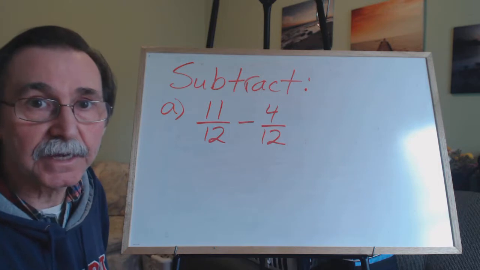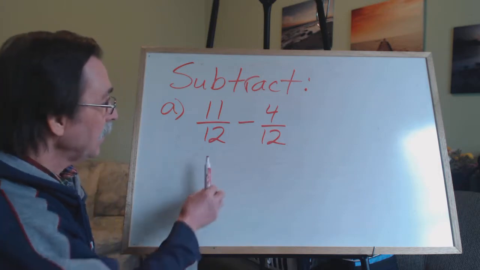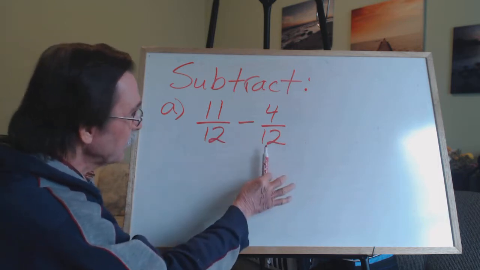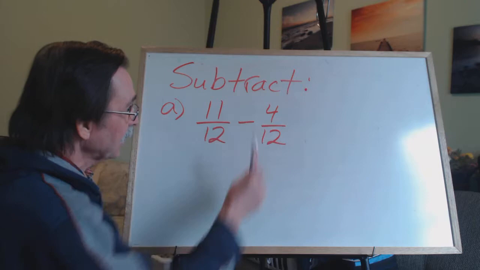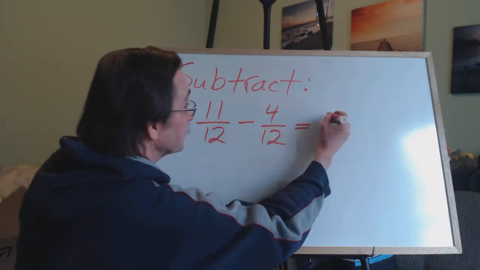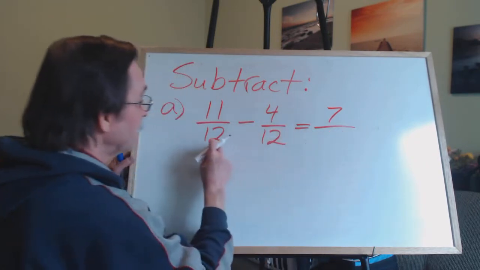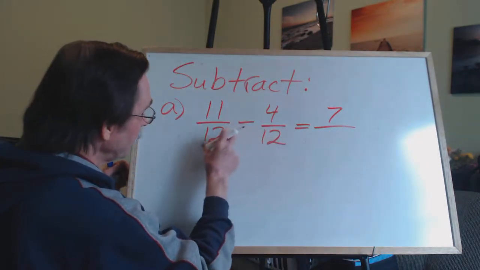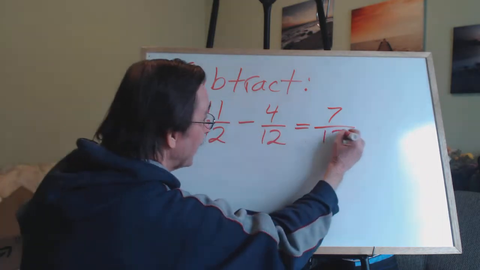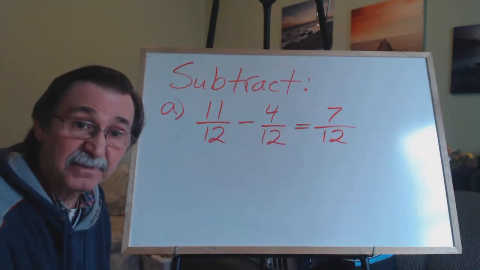Well, the first thing again that we look for is that the denominators are the same. And there's a 12 there, there's a 12 there, all is well. All we have to do now is subtract the tops and rewrite the bottoms. 11 minus 4 is 7. 12 and 12, we're not subtracting them, we're just comparing them, and they are in fact 12, and that's good. There's nothing else to do. 7/12.